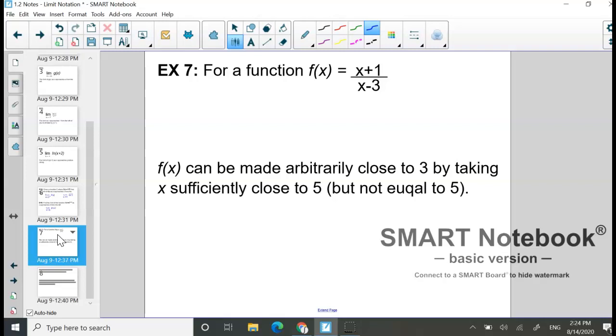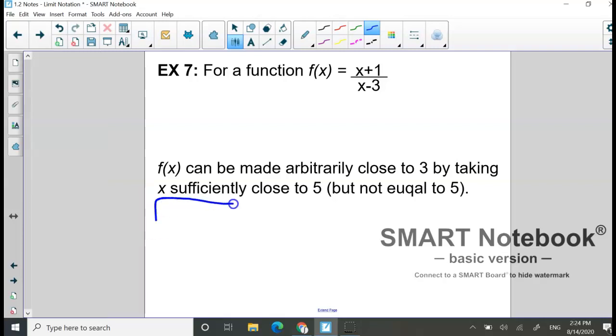Right? For a function f of x equals x plus 1 over x minus 3, f of x can be made arbitrarily close to 3 by taking x sufficiently close to 5 but not equal to 5. So this is a little bit more complicated wording that we see here, but f of x can be made arbitrarily close to 3 by taking x sufficiently close to 5. So right here, x sufficiently close to 5 tells us that x approaches 5. So that's going to need to go here. The limit as x approaches 5. And the function that we're talking about here is f of x.